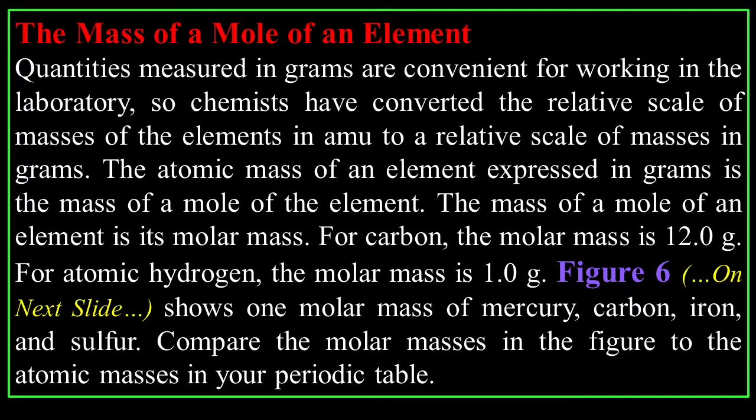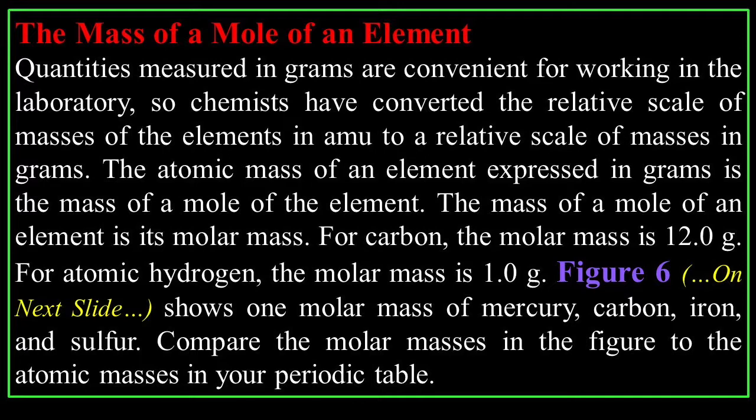Quantities measured in grams are convenient for working in the laboratory, so chemists have converted the relative scale of masses of the elements in AMU to a relative scale of masses in grams. The atomic mass of an element expressed in grams is the mass of a mole of the element. The mass of a mole of an element is its molar mass. For carbon, the molar mass is 12 grams. For atomic hydrogen, the molar mass is 1 gram.